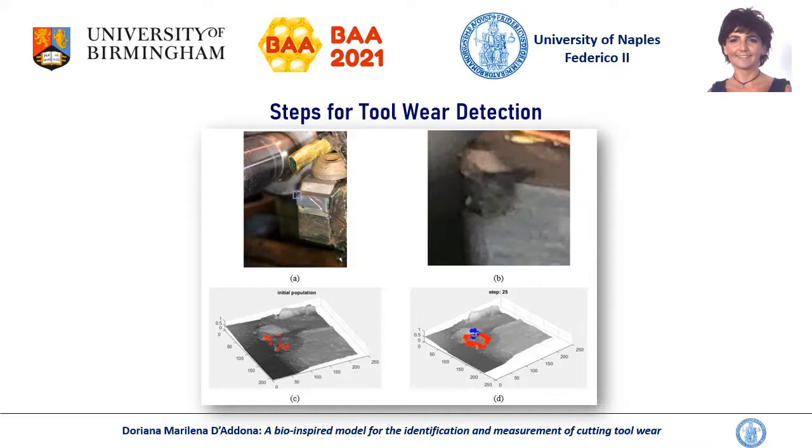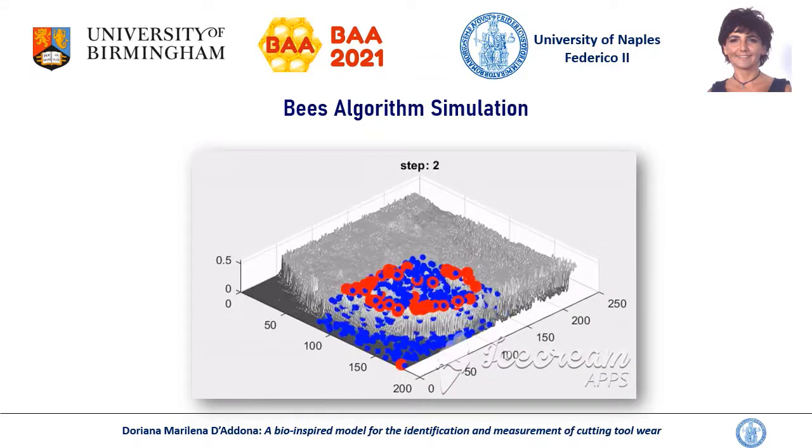Then in figure C, there is the 3D image with the initial population of the bees, while in figure D, we see the positioning of the bees after 25 steps, and we see exactly the shape of the crater area. On the screen we can read the measure in millimeters of the crater wear area that will be compared with the measure made using the microscope. In this slide, we see the simulation of the BEES algorithm.